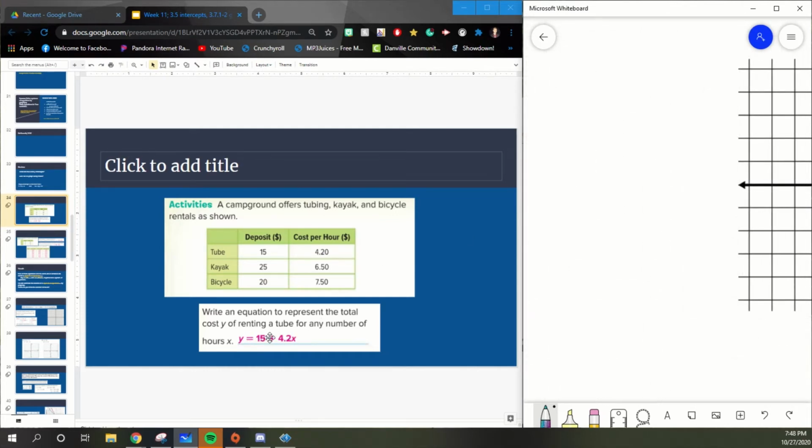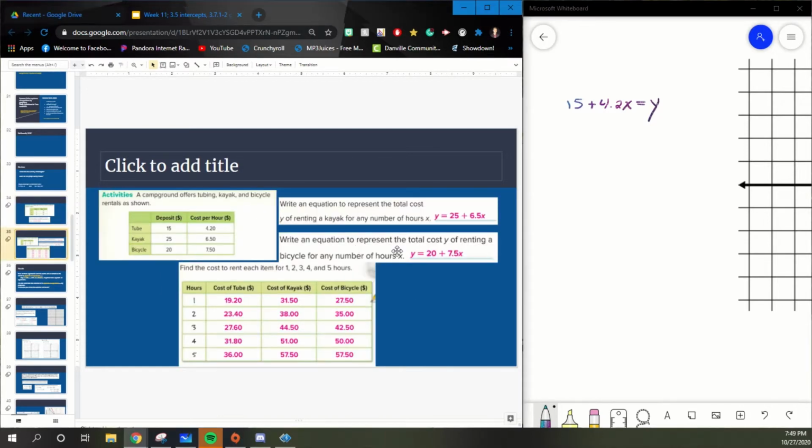So you see the equation written there, but let's pretend that they didn't give it to us yet. Well, we know that the deposit that we're going to have to spend anyway is $15, so that is a constant amount we're always going to have to spend no matter what. Plus, well, how much do they charge us per hour? It's $4.20 for every hour. And that's going to equal whatever our y is, or whatever our total cost is.